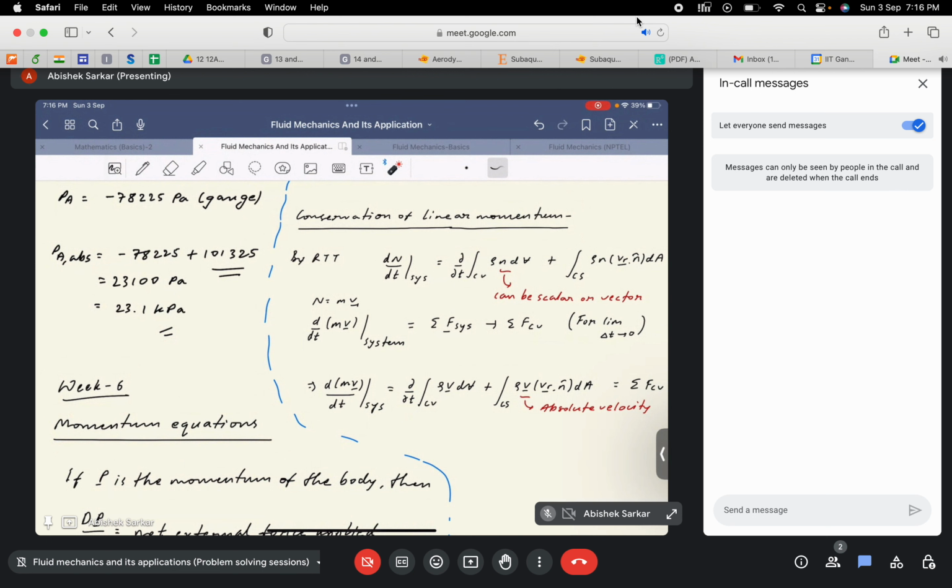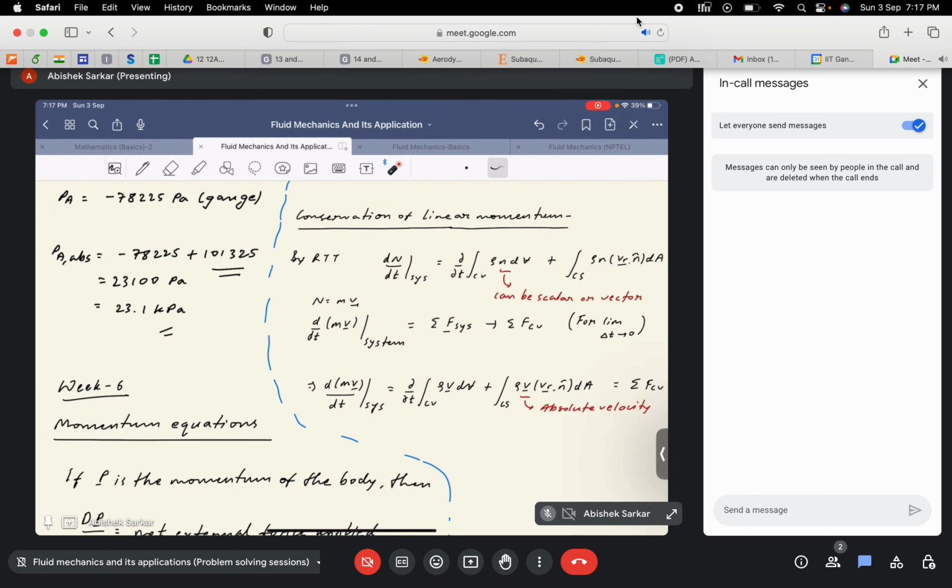So we will see both of these theorems and how they come into play while dealing with different fluid mechanics problems. Let's start from the basics, from the very derivation of the linear momentum equation. There are various ways by which the linear momentum equation can be derived, but I tend to follow the approach from RTT, since this is a very simple, exquisite mathematical method from which we can directly derive the linear momentum equation by just playing with this small n term.